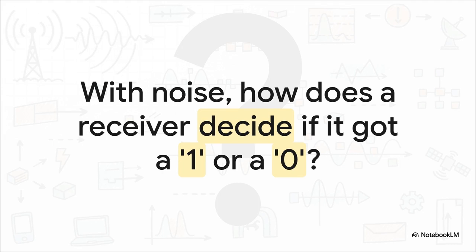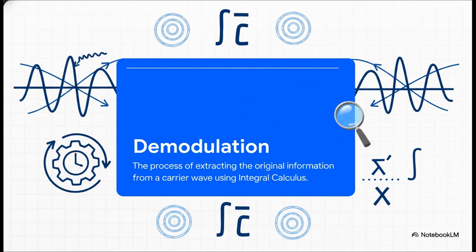It's always noisy. So how does your phone look at that distorted, messy signal and decide with absolute certainty, yep, that was a 1, or nope, that was a 0? Is it just taking its best guess? No guessing. Not at all. The process is called demodulation, and it is a mathematical certainty. It's the job of decoding the message.